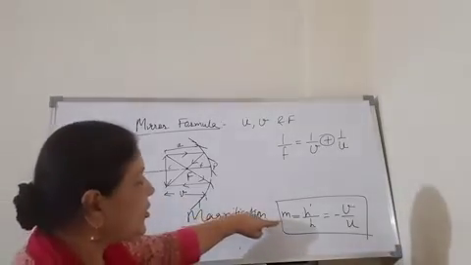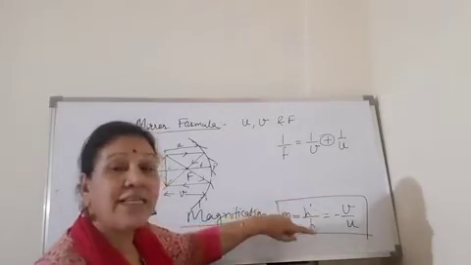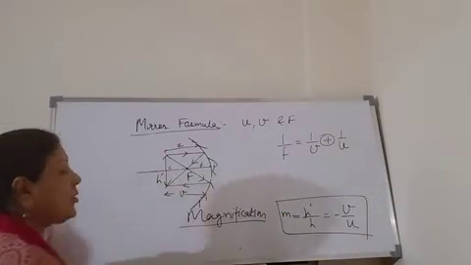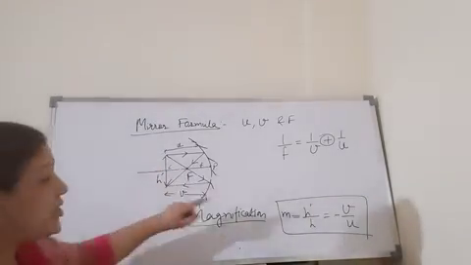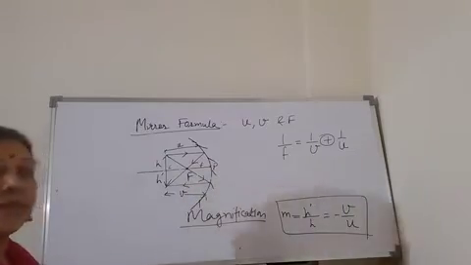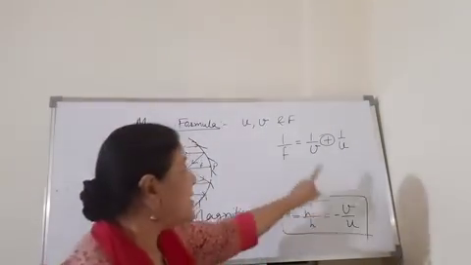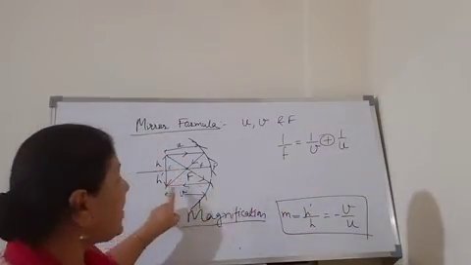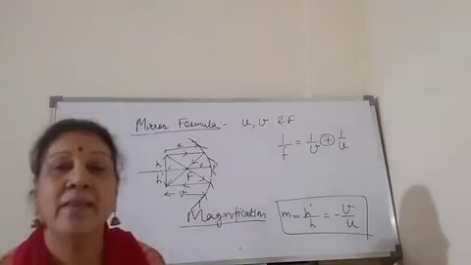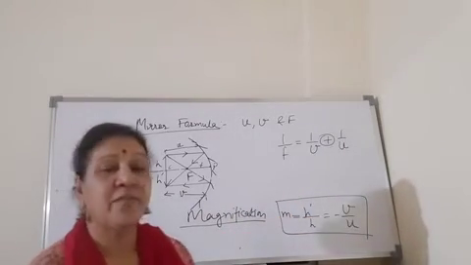So the magnification is equal to h dash by h, where h dash is the height of the image. H is the height of the object. V is the distance between the image and the mirror, and U is the distance between the object and the mirror. So M is equal to h dash by h, which is equal to minus V by U.